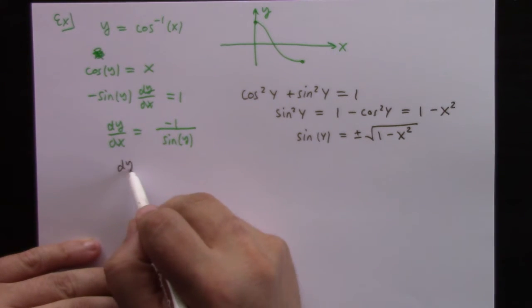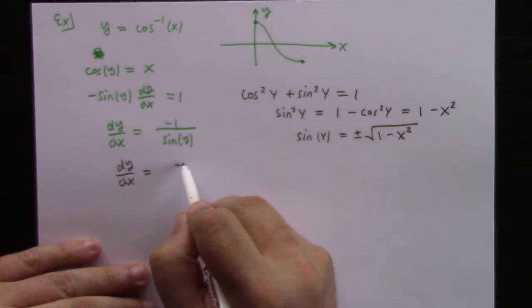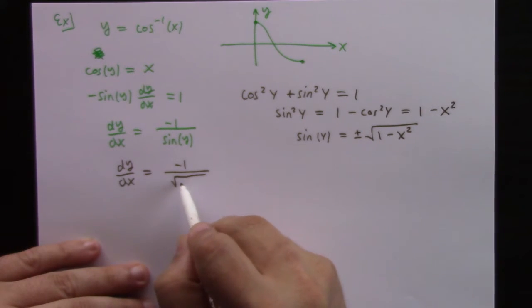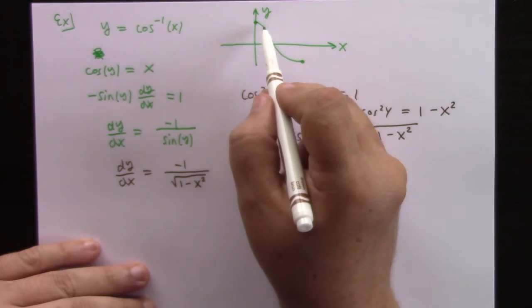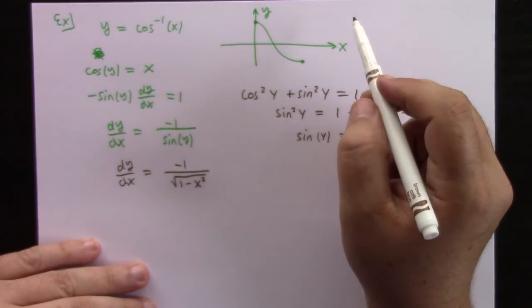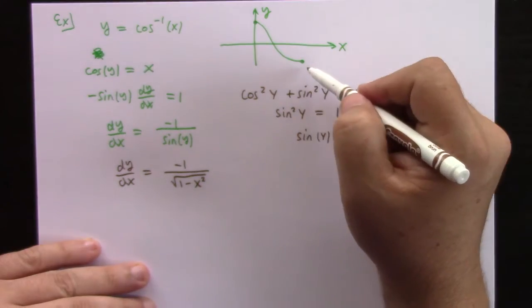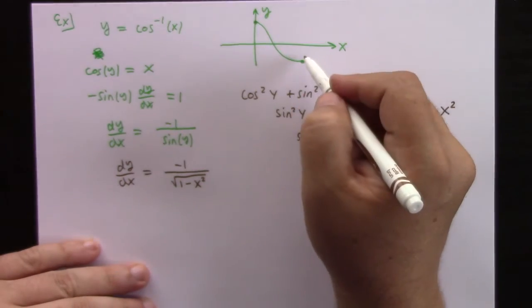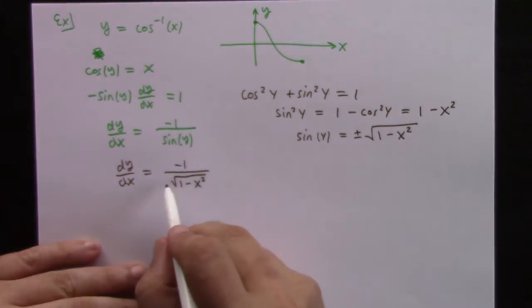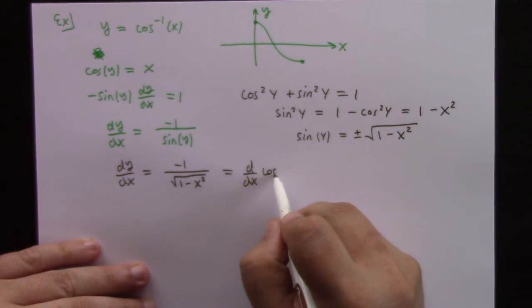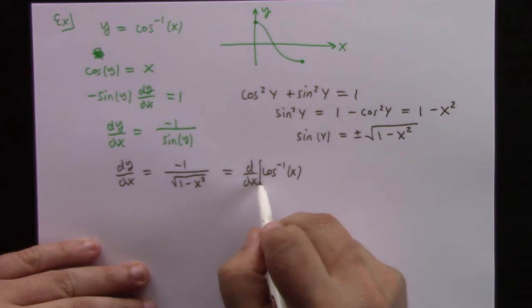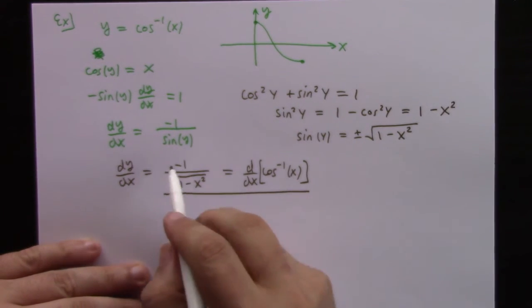In other words, dy dx has to be equal to minus 1 over the square root of 1 minus x squared. Why the minus? Because the derivative of the cosine should be negative everywhere, because the cosine is decreasing everywhere the inverse function is defined, right? So that's it. And there you have it. d dx of inverse cosine of x is simply equal to that. All right.